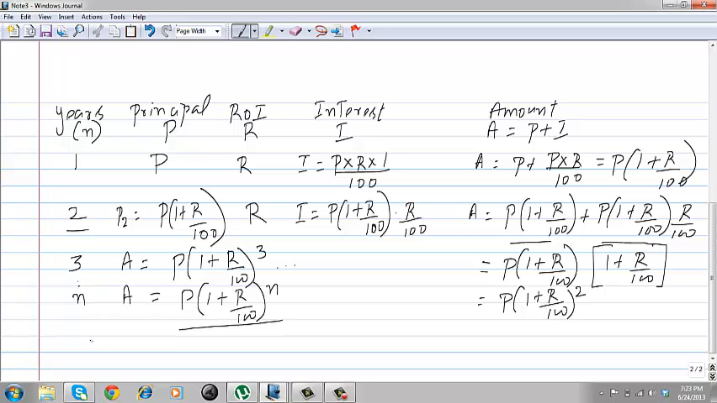Suppose we borrow a principal P for n years at the rate of interest R, then the final amount to be paid at the end of n years would be A equals P into 1 plus R upon 100 whole power n.